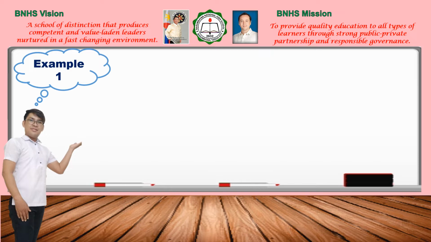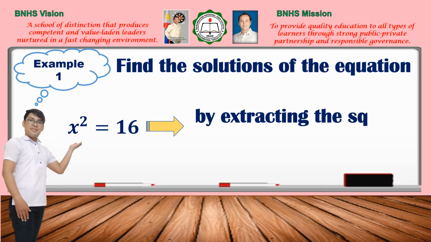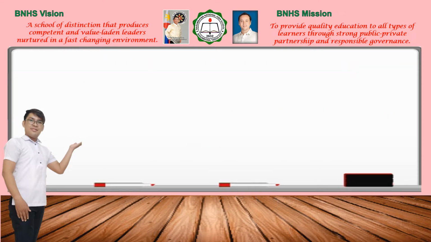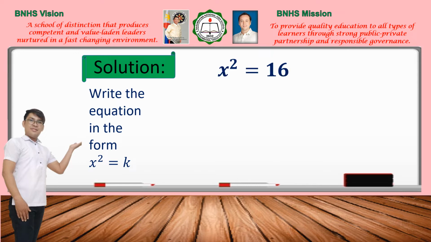Alright, in our first example, let us find the solutions of the equation x squared is equal to 16 by extracting the square roots. Using this method, don't forget to write the equation in the form x squared is equal to k. Since our first example is already written in the form x squared is equal to k, let us proceed to the next step.